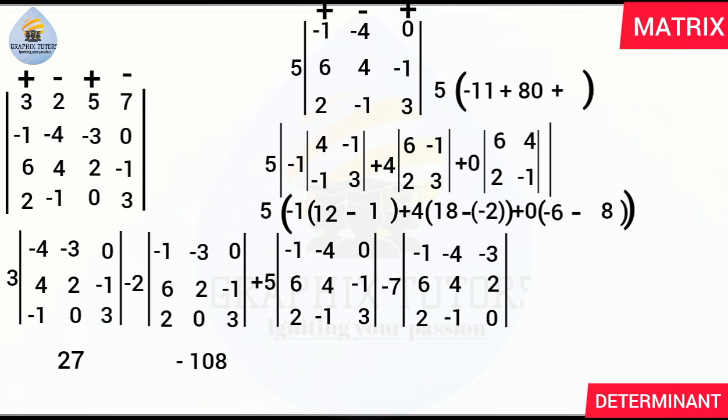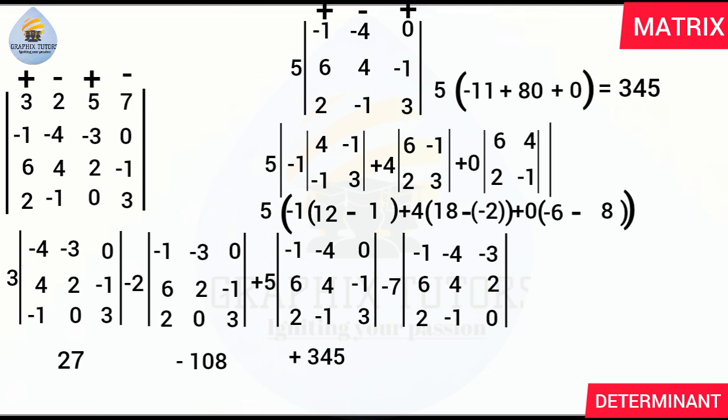Is 0 altogether. So if I go further, minus 11 plus 80 plus 0 will give us 69, right? And 69 times 5 will now be 345. That's for the third one.